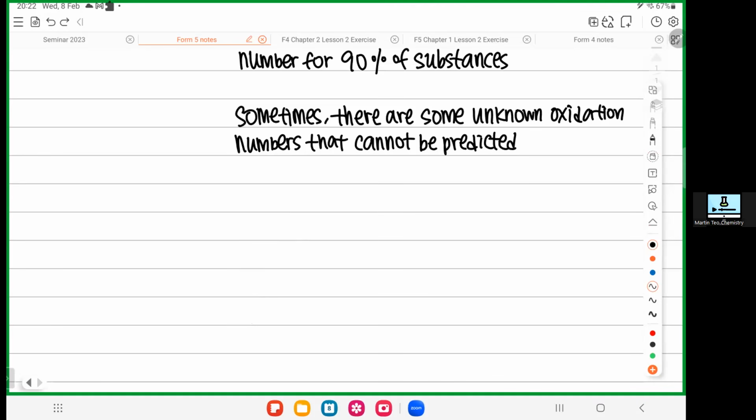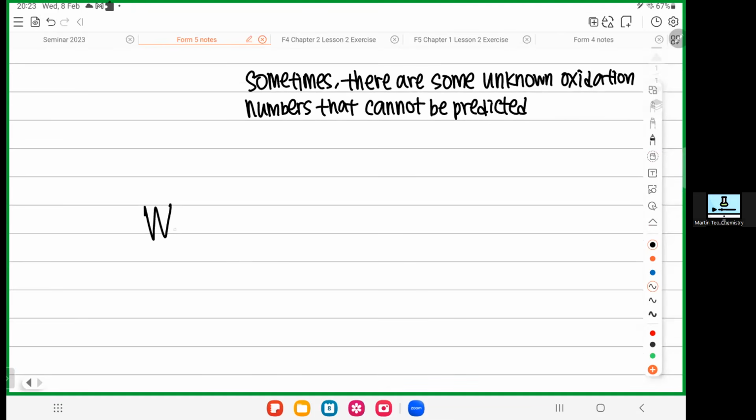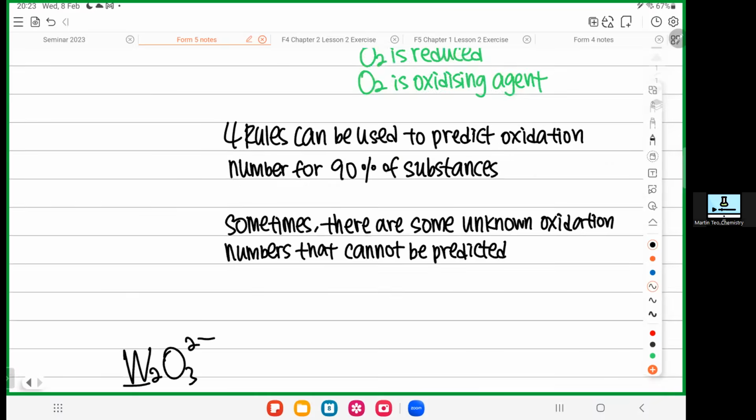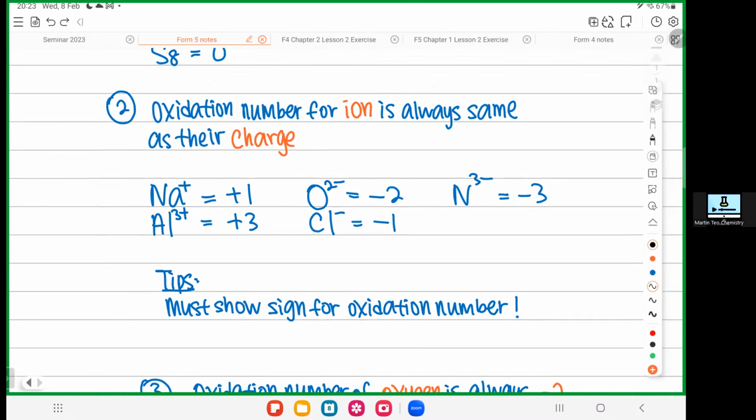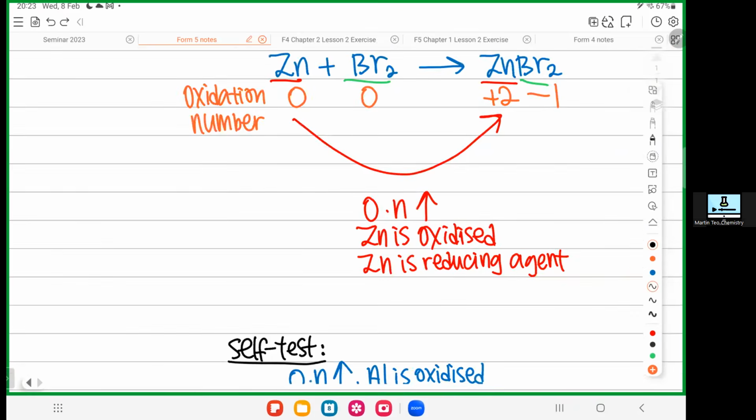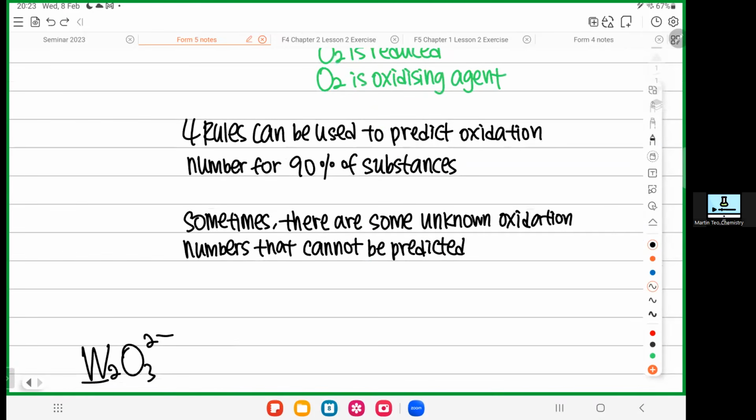Or let's say, all of a sudden they give you W2O3, 2 minus. They ask you the oxidation number of W. So for us, what the heck? Who is W? I don't even know who W is. How on earth can I know the oxidation number of W? You get it? The 4 rules that we learned are very, very useful. But sometimes for some oxidation numbers, the 4 rules cannot do anything about it.